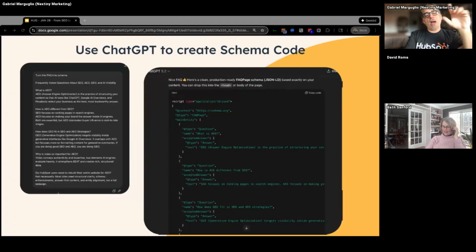So HubSpot makes it easier. Use ChatGPT. You want to create code? You don't need programmers. This is the beauty of the AI era. I don't need to program. I don't need to know how to program schema.